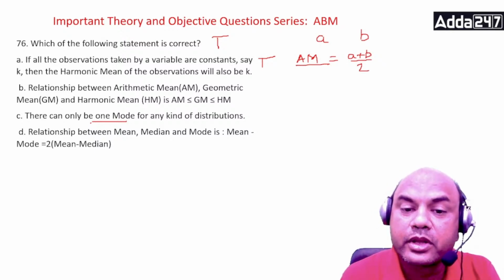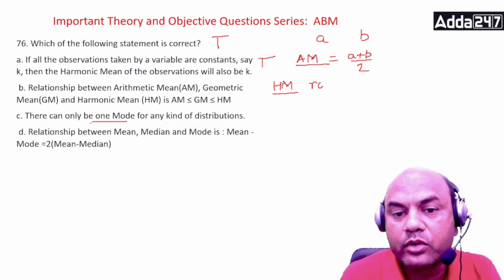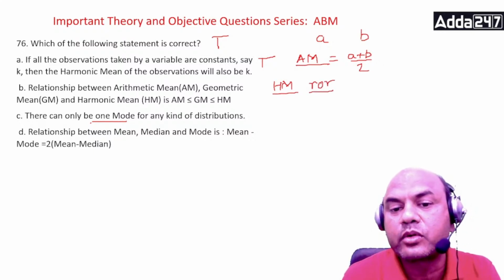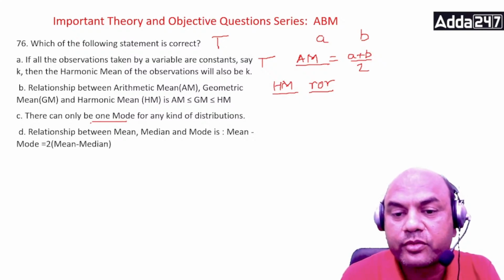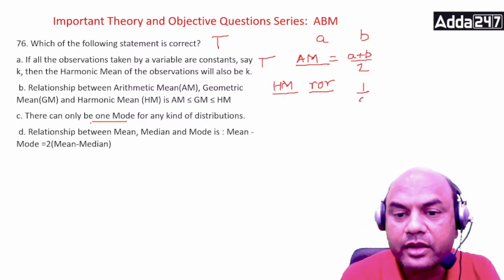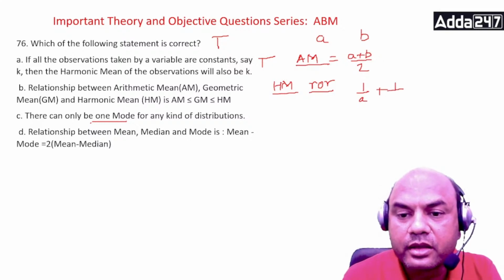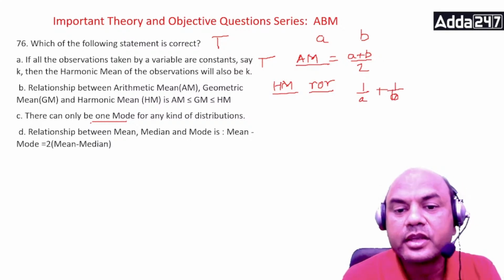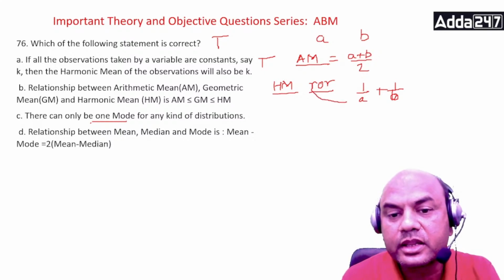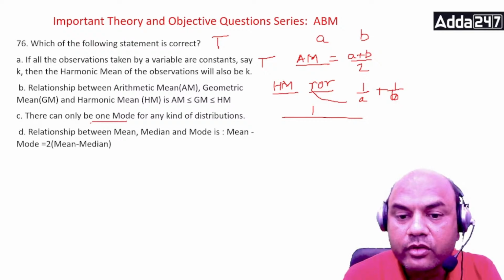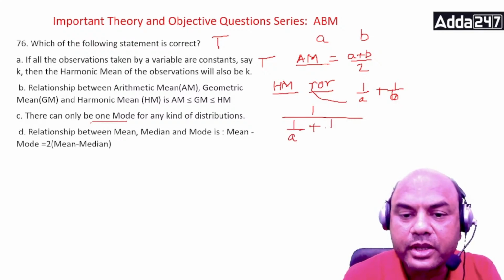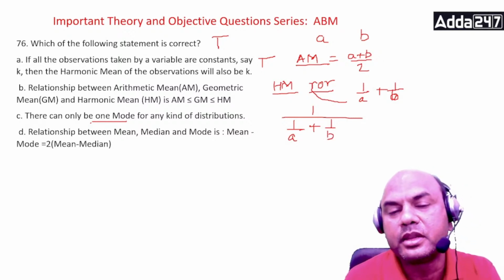What is my harmonic mean? See here, harmonic mean, what did I tell you? It's ROR. Always remember this word, ROR. Reciprocal of reciprocals. So first find the first reciprocal: 1 upon A plus 1 upon B. So this is the first R. Now what do we want? ROR, reciprocal of reciprocal. So I'll do this now: 1 upon (1 upon A plus 1 upon B). Now this is my harmonic mean.